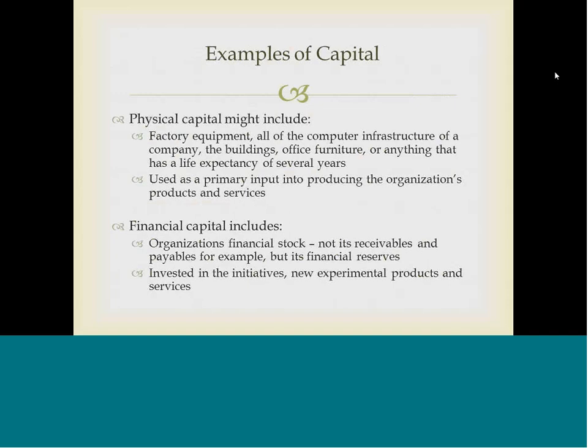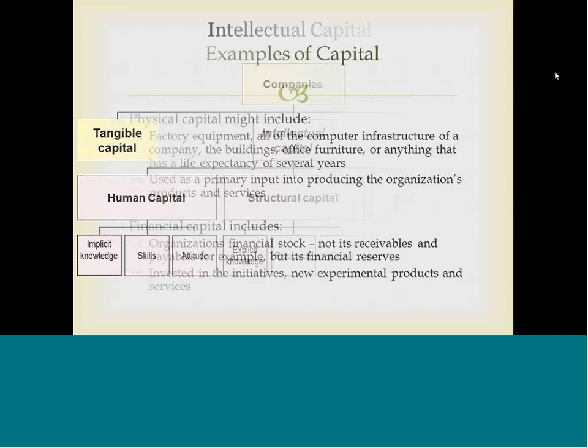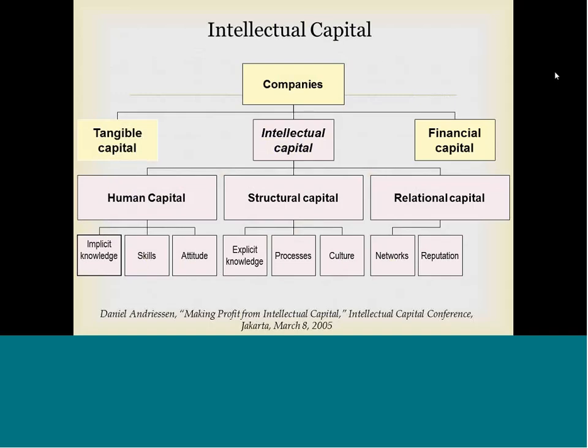Financial capital includes things like the organization's financial stock. It's not necessarily its receivables and payables, but it's financial reserves. So financial capital is invested in initiatives, in experimental products, services, etc. But it's not necessarily what you're consuming each day to produce your goods and services. I'm hoping this is making sense. Okay, so that's a very brief context for understanding what we mean by capital. Capital is something that the company wants to protect because it's a stock, it's a major resource.